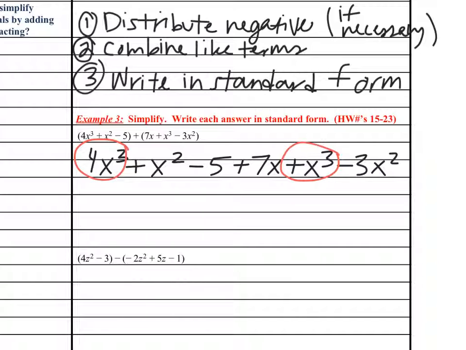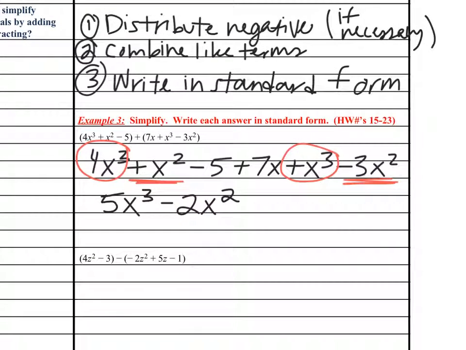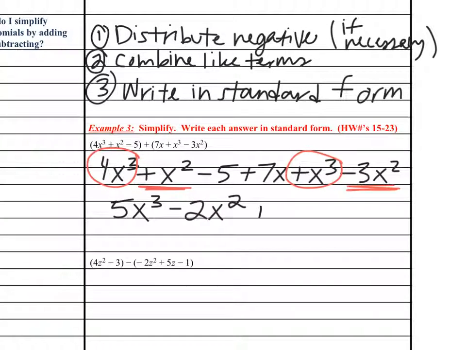Okay, and then we'll move on to squared. X squared is a like term to negative 3x squared. And I don't think there's anything else in common. So combine your like terms. That's 4x cubed plus x cubed, which will give me 5x cubed. x squared minus 3x squared would be negative 2x squared. And then we're doing it in standard form, so plus 7x minus 5, largest to smallest. Anything with a variable has to come before the constant.